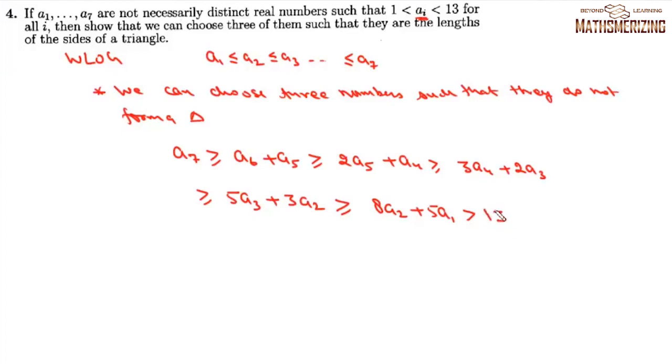But it is given that ai lies between 1 and 13. So we have a contradiction here. So from contradiction we can say that we can always find three numbers such that they are the lengths of the sides of a triangle.